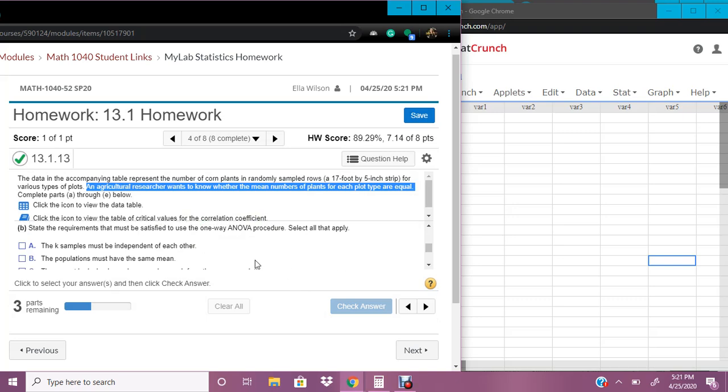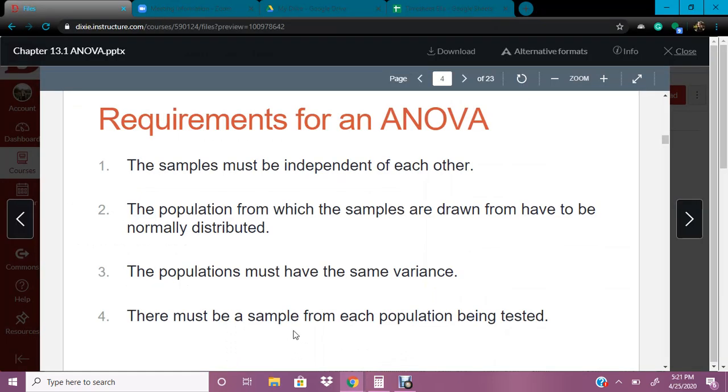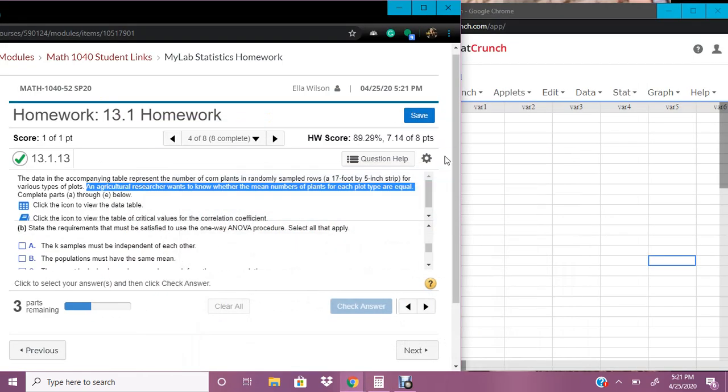So now we're going to be talking about the requirements for ANOVA. This is from the PowerPoint that you guys all have access to. They're the 4 requirements: that they all have to be independent, the populations have to be normally distributed, the populations have to have the same variance, and there must be a sample from each population. And then K, you'll see K a lot when we're talking about ANOVAs. That's just the number of samples.